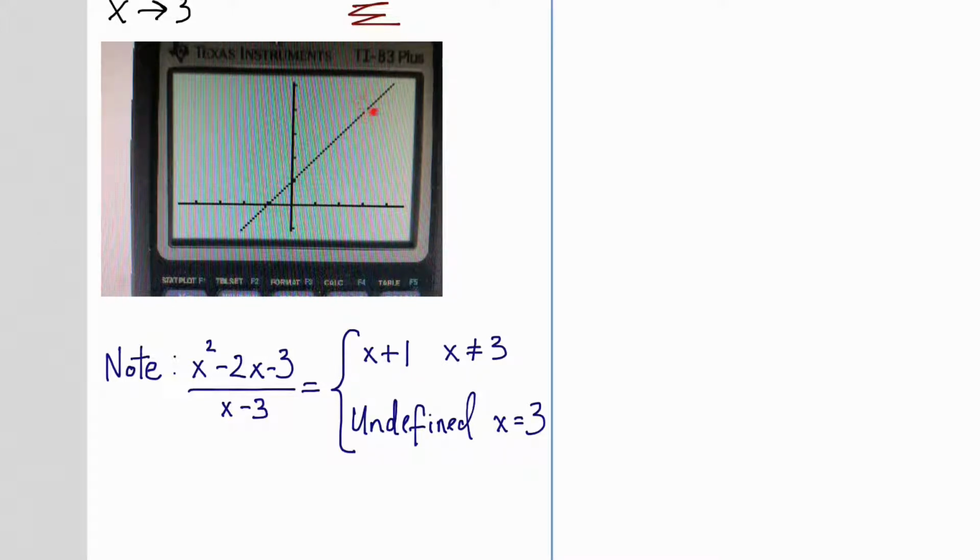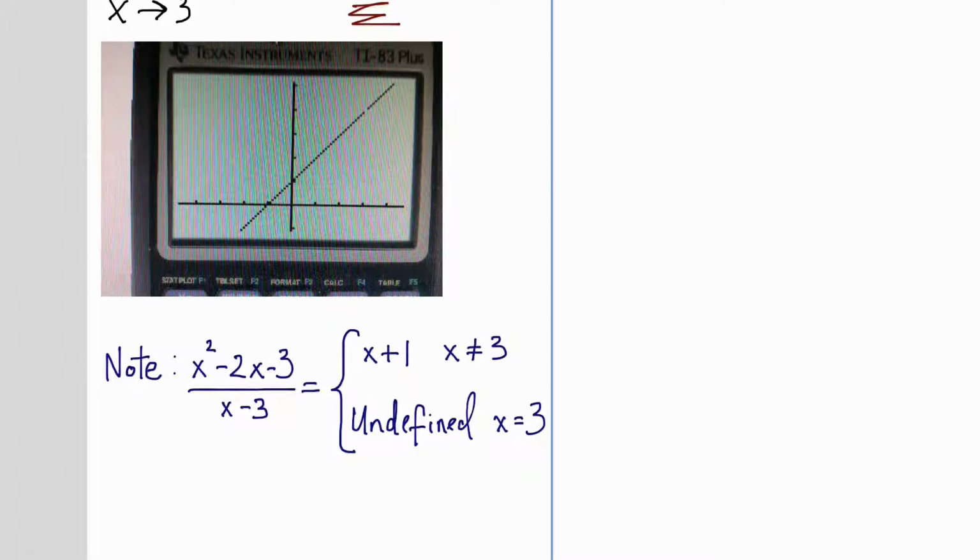However, there is a hole in the graph, and the hole in the graph occurs at x equal to 3. So really this function that we started with, we can think of an alternate definition of this function as x plus 1 provided x is not equal to 3, and at x equal to 3 this function is undefined. So our original function is mathematically equal to this piecewise defined function.